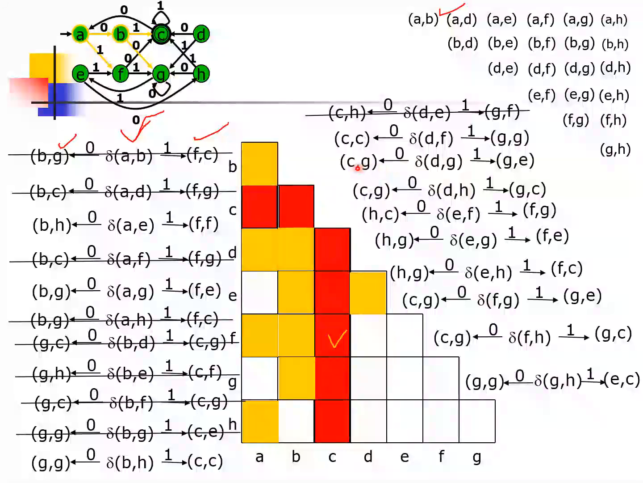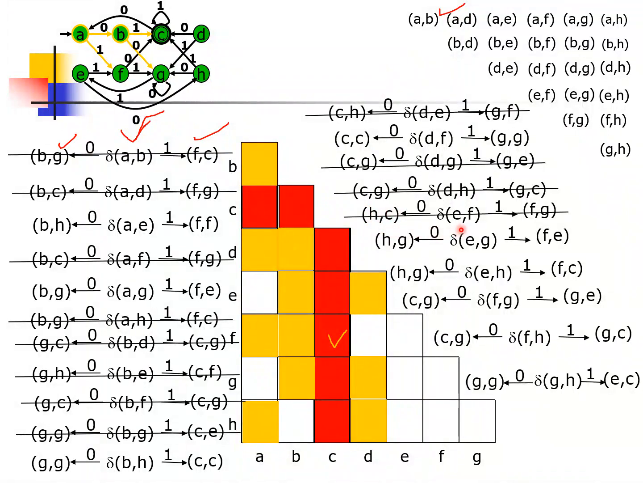Then we'll move on to the next pair of states, DG. What are the resultant states? CG, which is already marked by red color. Then you have to mark DG. DG you have to mark. Then GC is already marked, because CG is marked by red color. Then I have to mark DH. Then HC is already marked by red color.